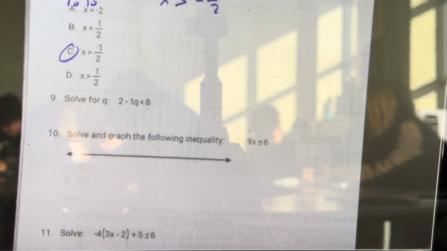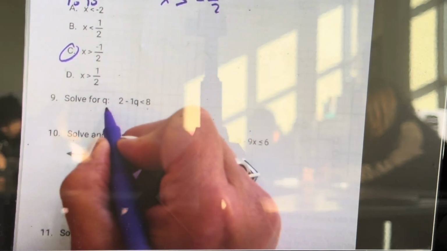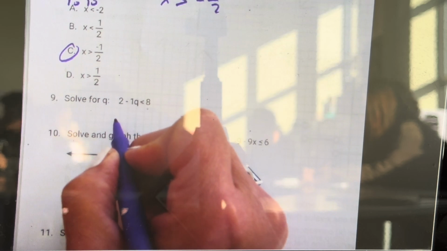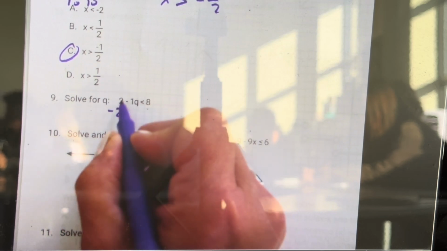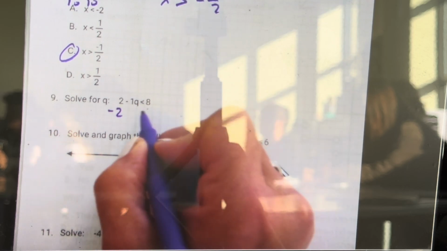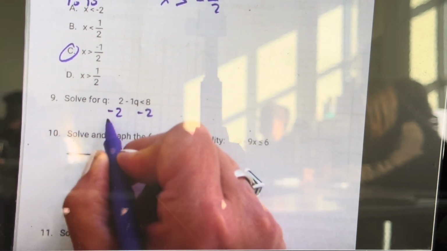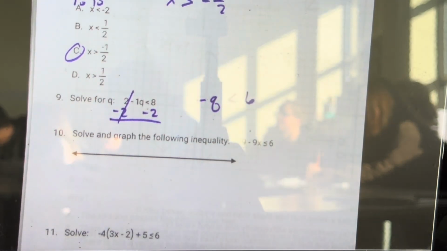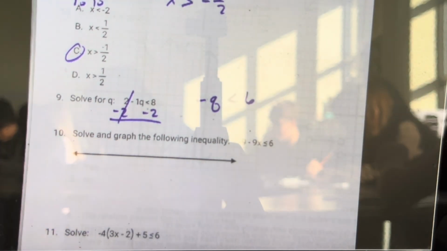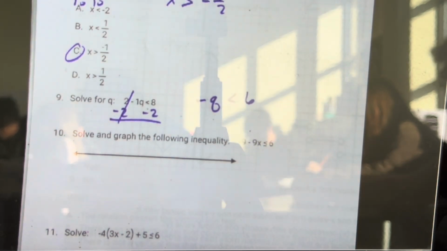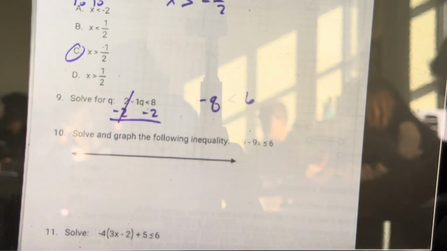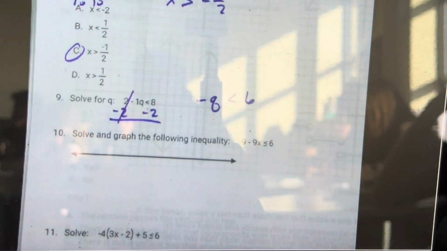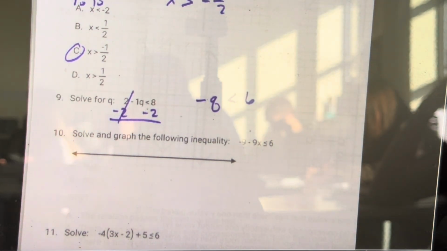Okay, number 9. What's my first step? Add 2. Opposite of a positive 2 is a negative 2. Does it make it go away? So 2 minus 2 makes it go away. So I have negative q is less than 6. Now what? What's happening to the q? It's becoming a negative. So basically there is a negative what in front of it?